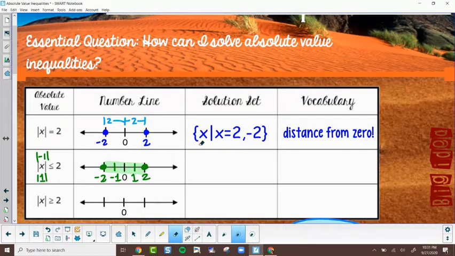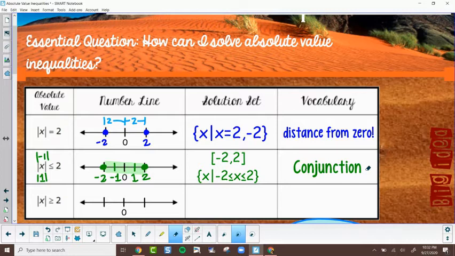Something like that we can write in two different ways: with interval notation, so all the numbers between -2 and 2, or in set notation. So we have all the values of x such that x is greater than or equal to -2 and less than or equal to 2. So it has to be between those numbers, above -2 and less than 2. This type of situation is called a conjunction. It's that connectedness, that connected piece.